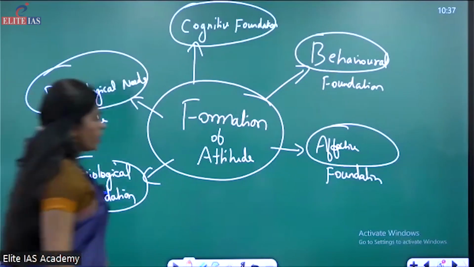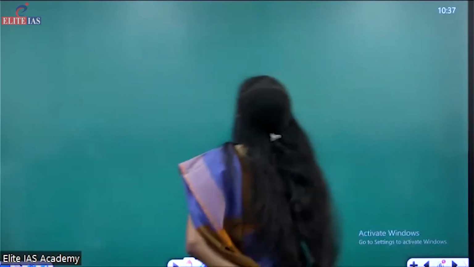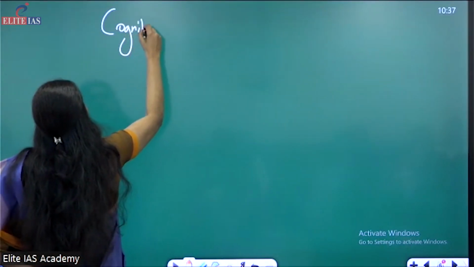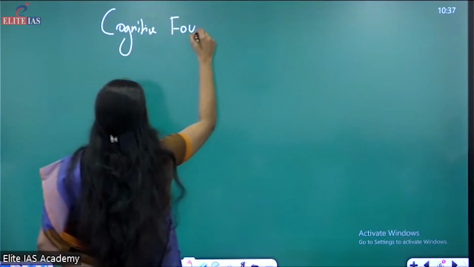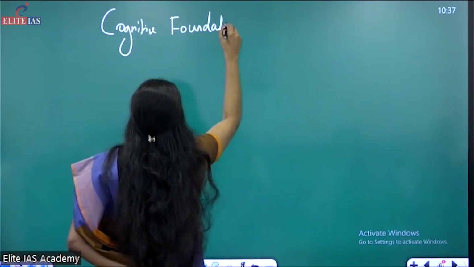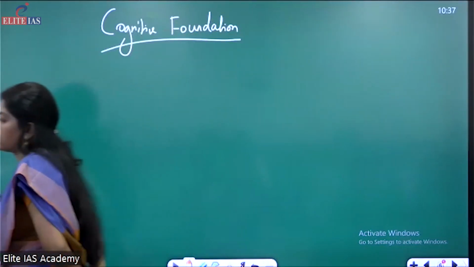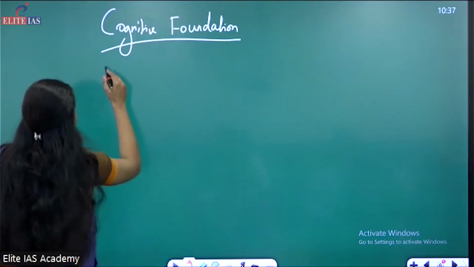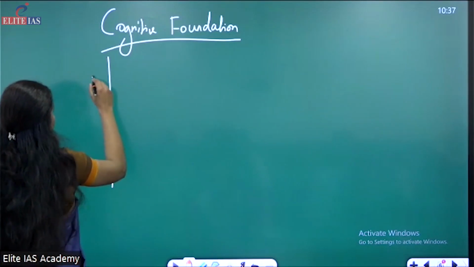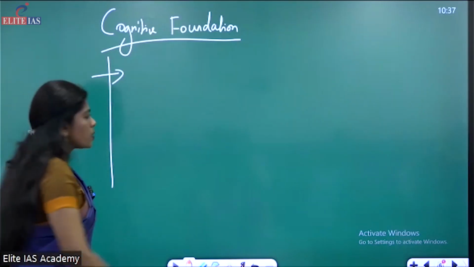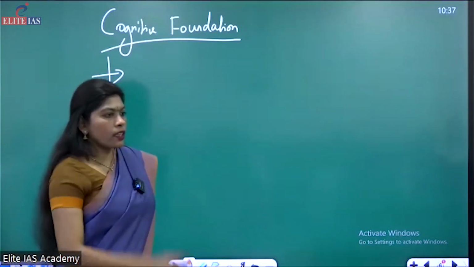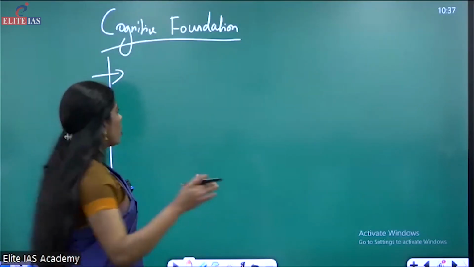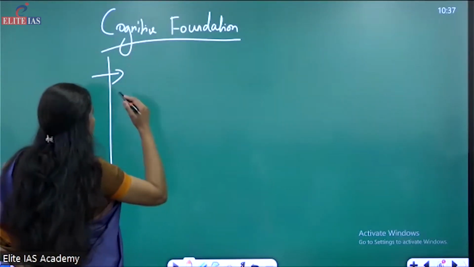So, cognitive foundations in the formation of attitude. Here you'll be seeing one topic at a time. What we are doing is discussing the formation of attitude. We have completed components and types of attitude. This is the second unit.